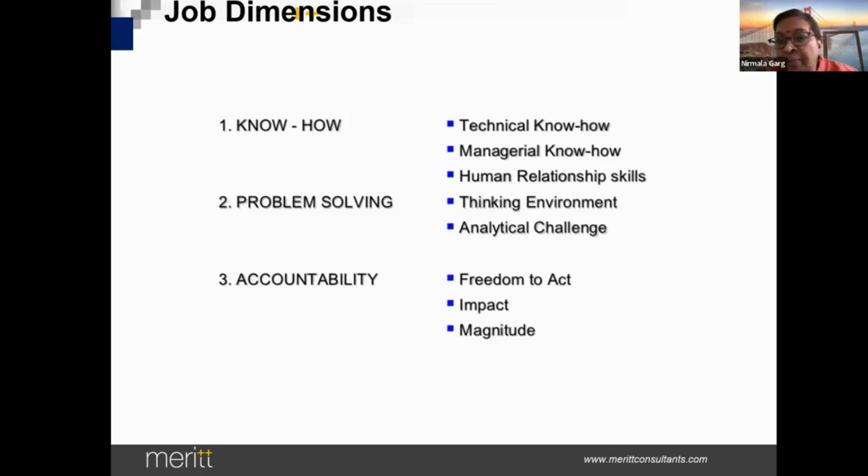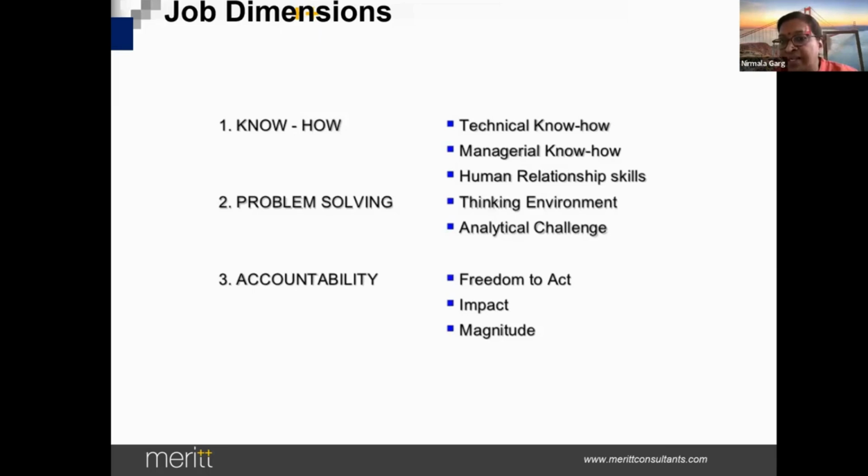In the last session, when we did the point plan, we determined the compensable factors based on the organization. But here, when you're using the Hay method, it is fixed. You cannot change these compensable factors. Under know-how, you have three sub-compensable factors. What are they? The technical know-how, the managerial know-how, and the human relationship skills.